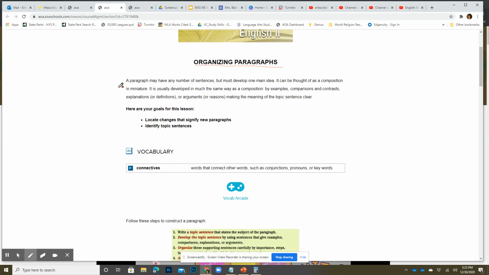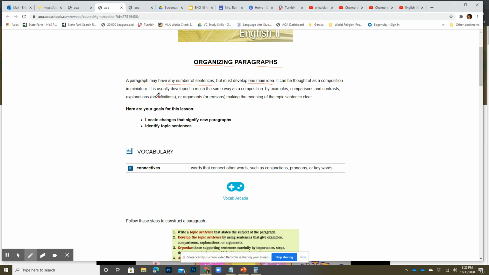Okay, so in this lesson, it talks about how a paragraph can really have any number of sentences, but must develop one main idea. So typically, you're going to have more than one sentence in a paragraph. But the whole 3 to 5 sentence rule of thumb is good, but it's not a hard and fast rule.